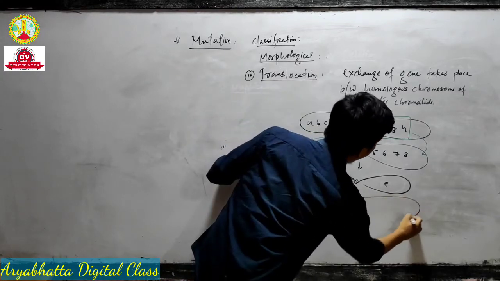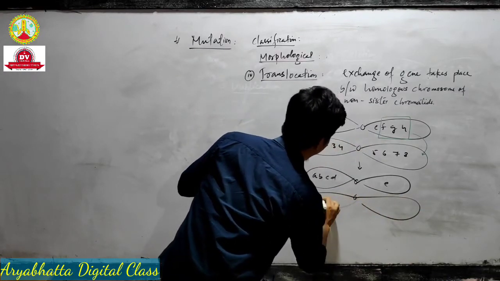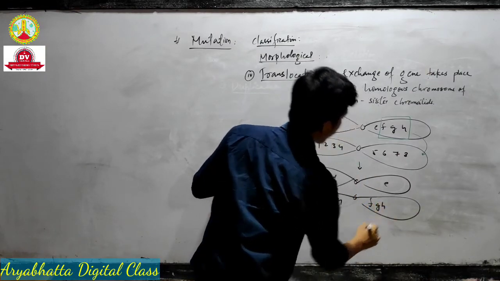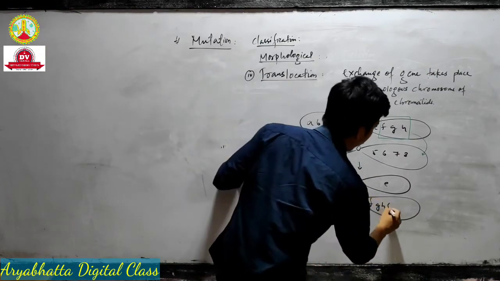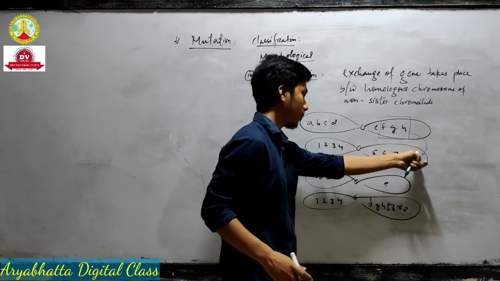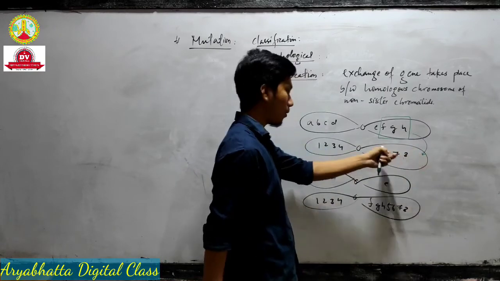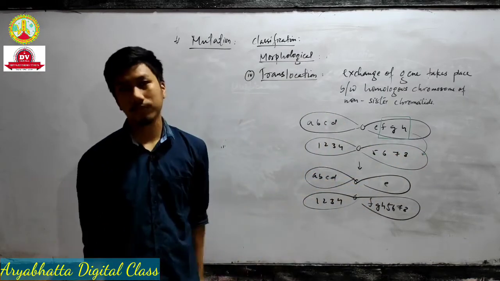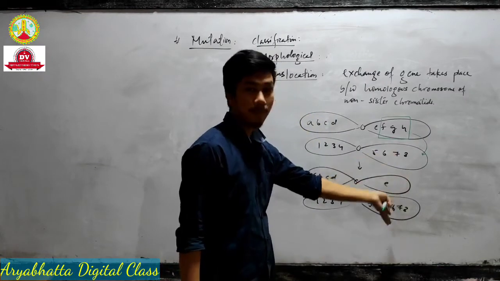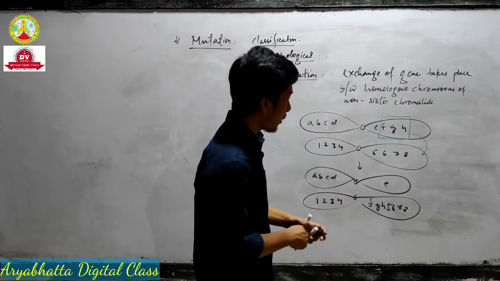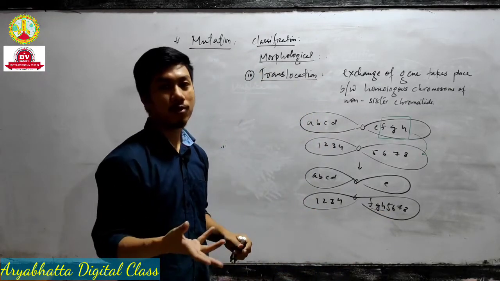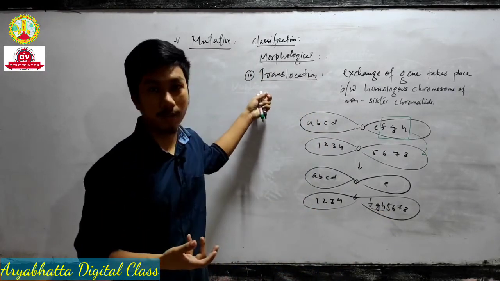So here, F, G, H will come. Then 5, 6, 7 will be there. Now F, G, H can come in between, or towards the last part, or towards the front of 5, 6, 7, 8 also. It can come in any place. So it will result in an abnormal chromosome, which results in a translocation.